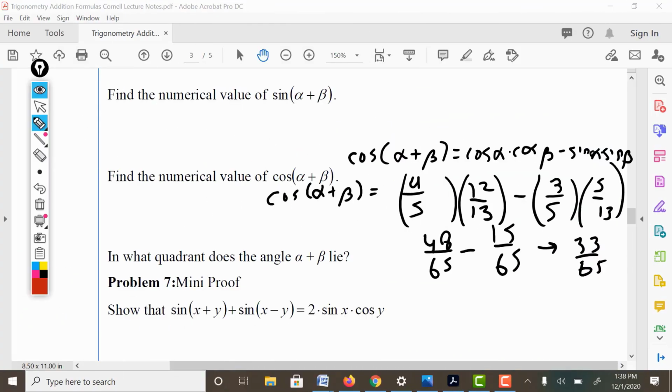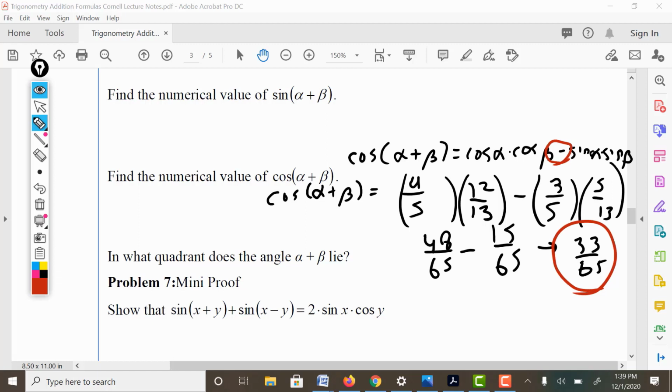So the formula for this is going to be different, right? It's cosine of alpha plus beta. Don't forget that it has a minus in the formula. Hopefully you did that right. We're going to use the same values we got from before. We substituted the 4 over 5 for cosine alpha, the 12 over 13 for cosine beta, etc. We simplify. 48 over 65 minus 15 over 65 results in 33 over 65.